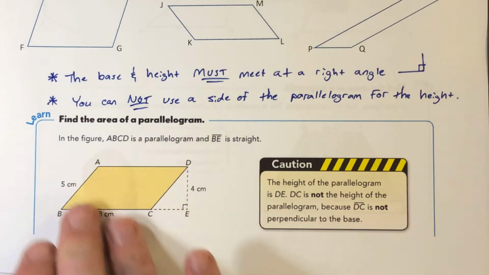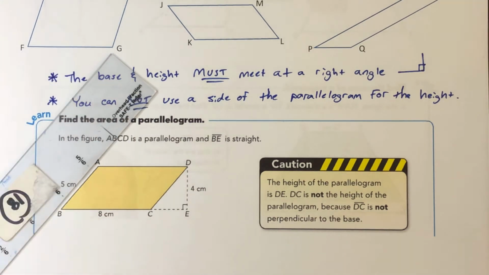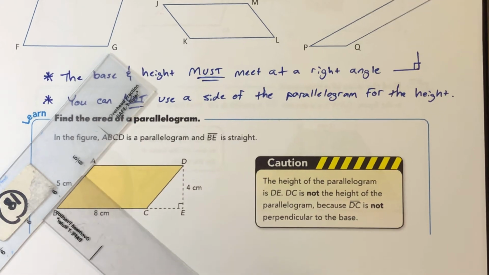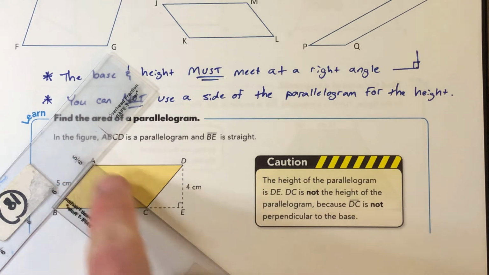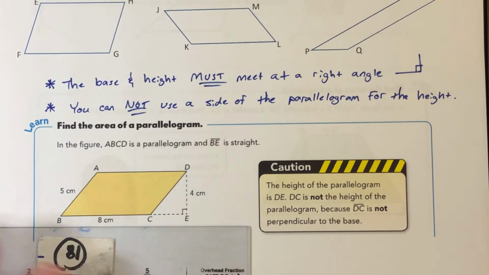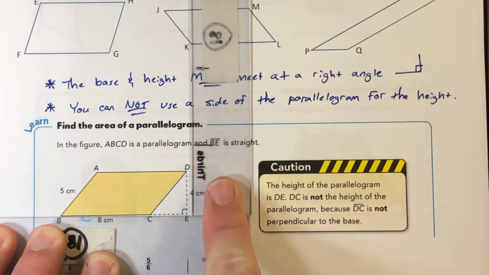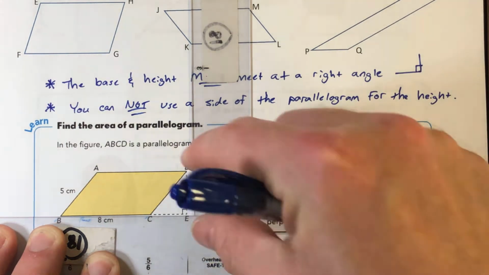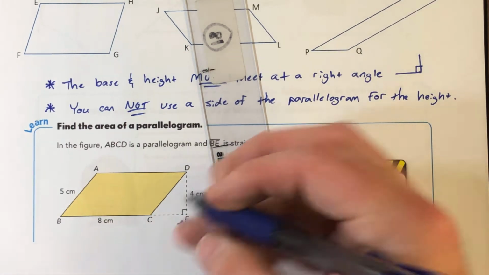For example, if I look down here, this 8 or this 5 could be my base. But which line forms a right angle with the numbers? Well, if I look at this 5, I don't have that distance from this side to that side. So I would not use this number. If I look at the 8, do I have a line that forms a right angle with it? Yes, right here. So this would be my height. They have to form a right angle.